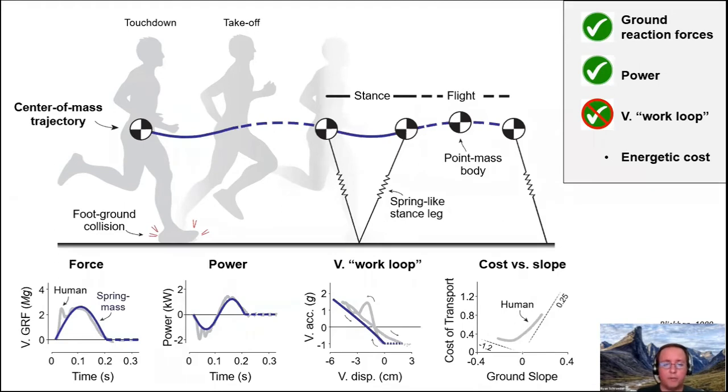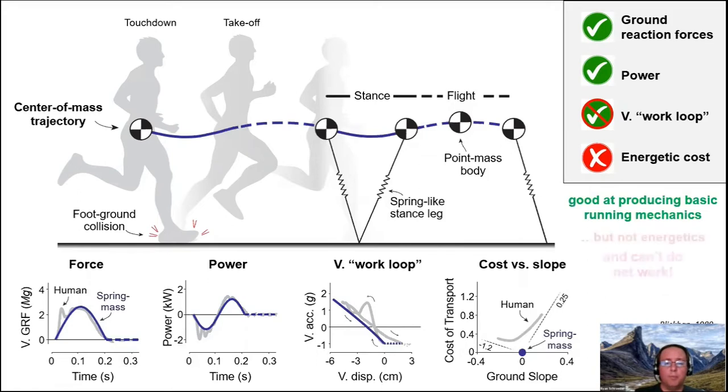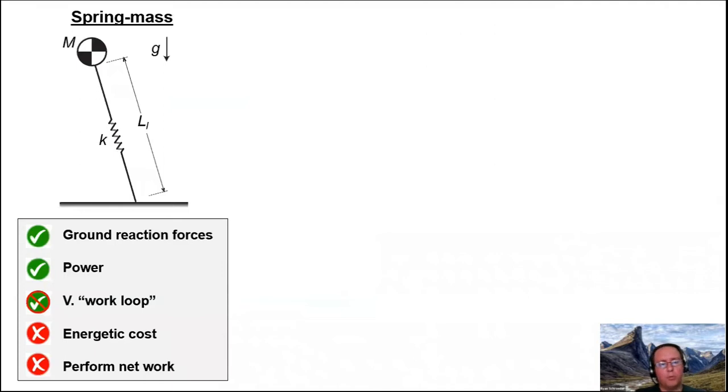But of course, the spring mass is a conservative system. It's just a spring, so it doesn't consume any energy, at least not from a work basis. And so actually its cost is zero. So basically the spring mass model does a pretty decent job at reproducing basic running mechanics, but doesn't do such a great job with predicting energetics, and it can't do net negative work at all. So it can't even begin to run uphill or downhill. So what are we going to do about this?